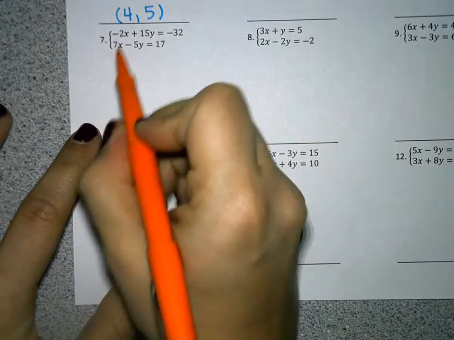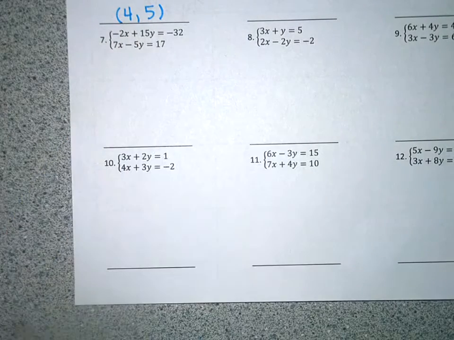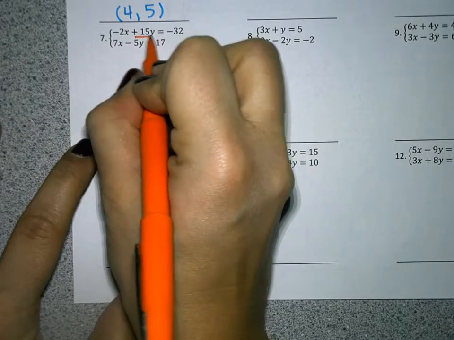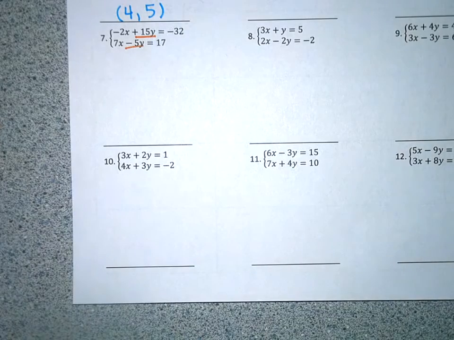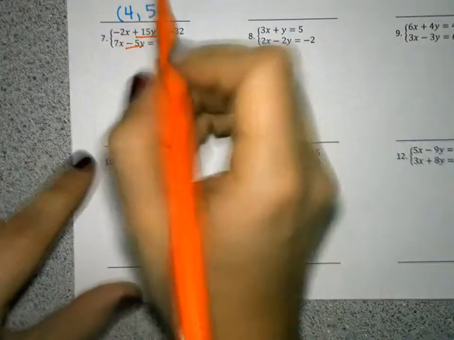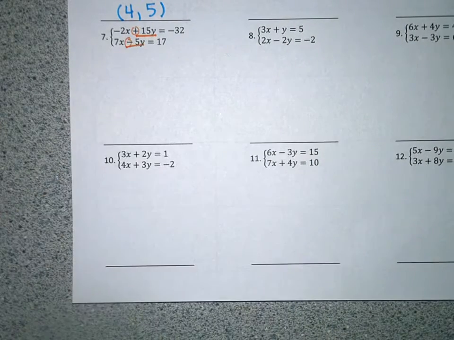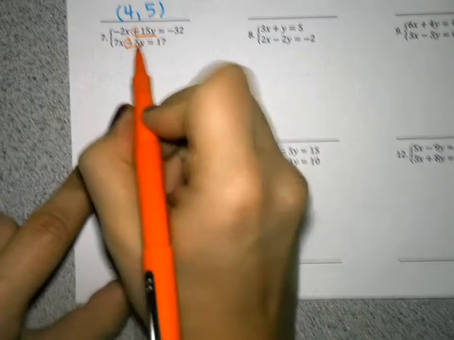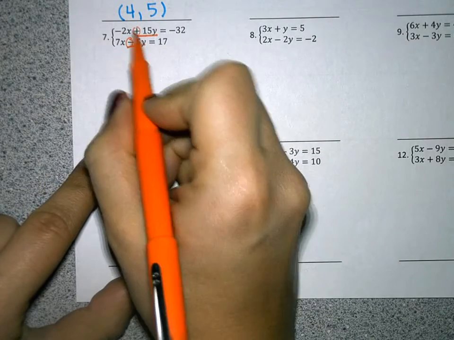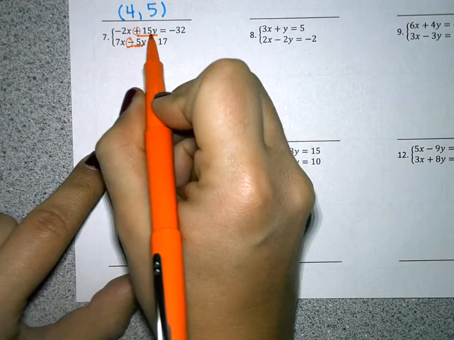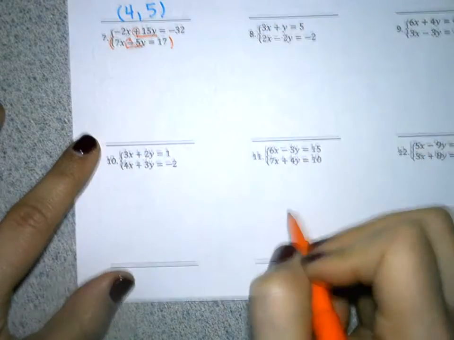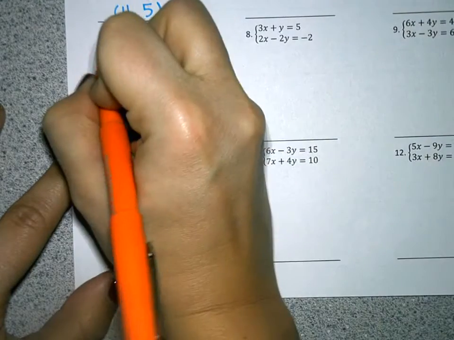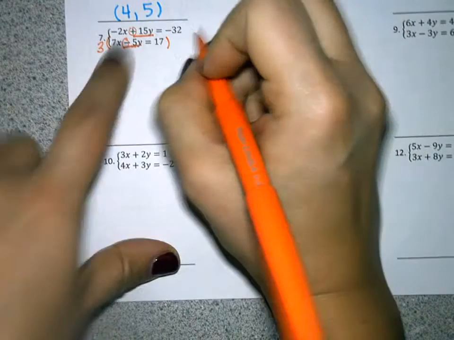So I look at my x's and I look at my y's, and I notice that my 15y, I have a -5y in the other equation. So they have opposite signs already, which is good for me. And I can easily multiply this equation to make that 5y into a 15. So that's what I'm going to do. So I'm going to multiply the bottom equation by 3 and watch what happens. So I'm going to rewrite this one.